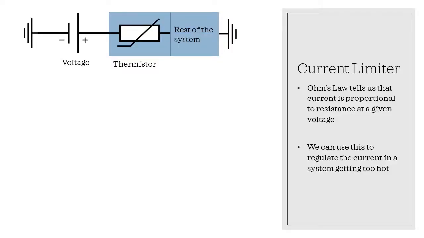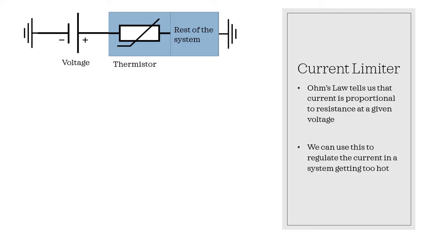The first use case is a current limiter. Ohm's law tells us that for a given voltage, the current is proportional to resistance. And we can use this to regulate current in systems that are getting too hot when there's a thermistor involved. Our example system has some input voltage flowing into a thermistor, where the symbol is a rectangle with those checkmark looking set of lines through it. And then that current goes through the thermistor and into the rest of the system.